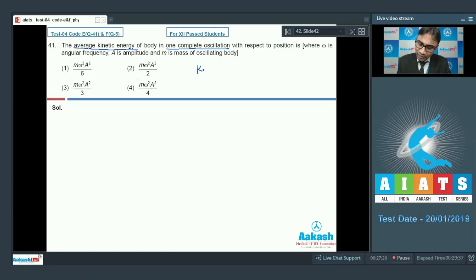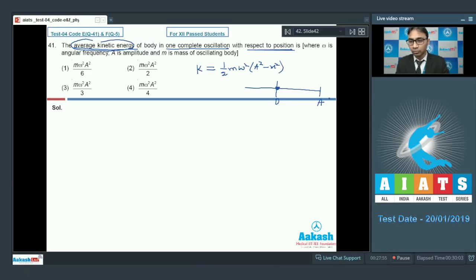We know that the kinetic energy at any position x will be given by half m omega square, a square minus x square. This is our kinetic energy. We have to find the average kinetic energy with respect to position. So when a particle oscillates, the total displacement will be what? 0 to a, right? So if I want to find the average kinetic energy, we can write it like this: integration of k dx from 0 to a divided by total distance.